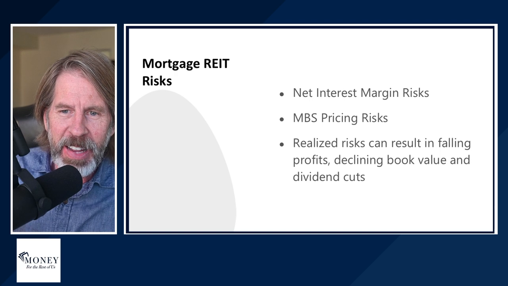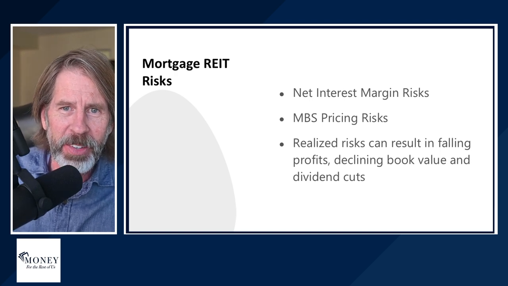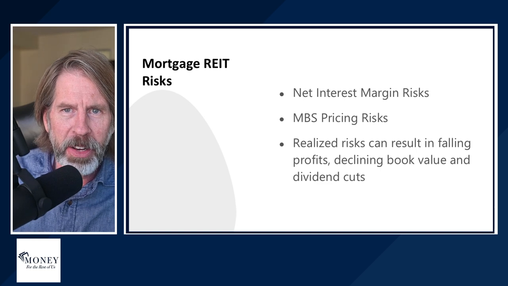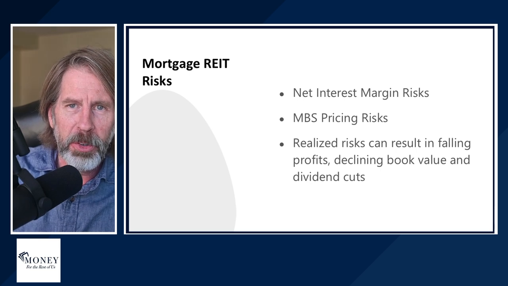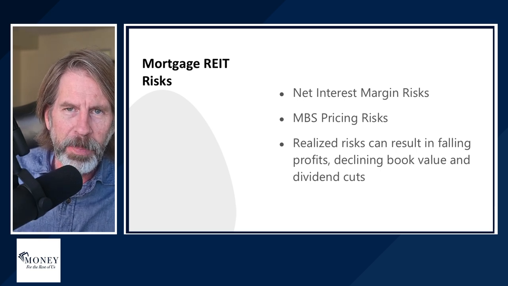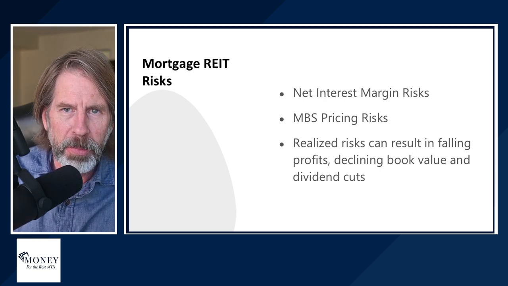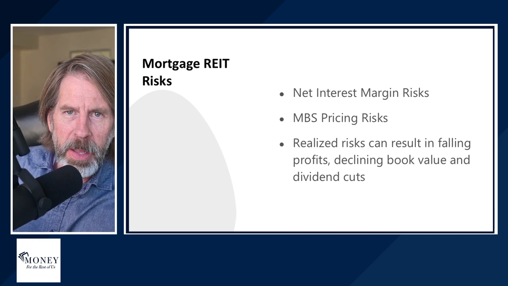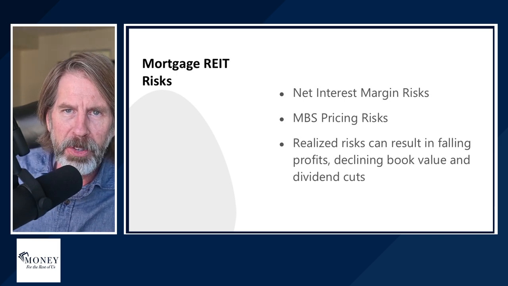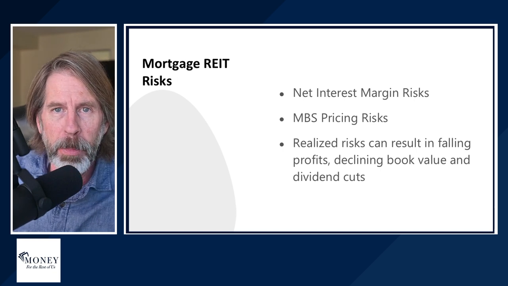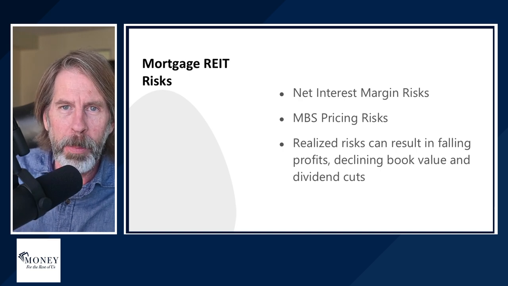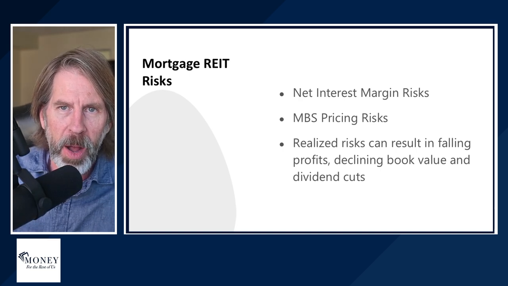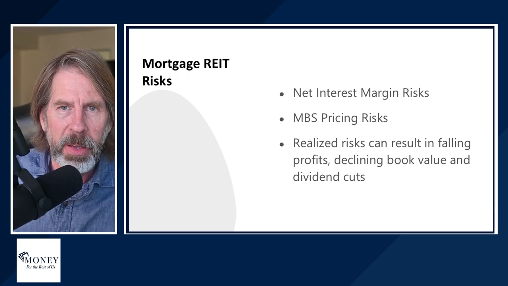Well, one risk is net interest margin risk, which is the spread or differential between what the mortgage REIT is earning on their assets versus what they have to pay in terms of the debt. That spread is known as the net interest margin. And if for some reason the cost of their debt, these repo agreements, goes up significantly like it did in September 2019, that means their spread narrows, which means their profits plummet, which means they can't pay as high a dividend. So often the mortgage REITs will hedge or protect against that net interest margin narrowing.